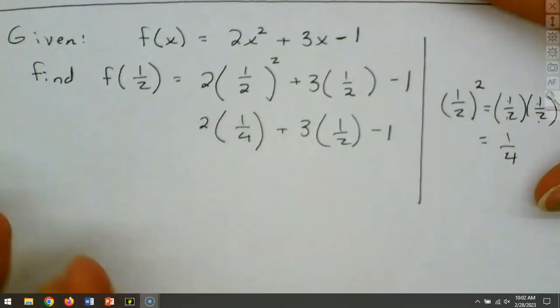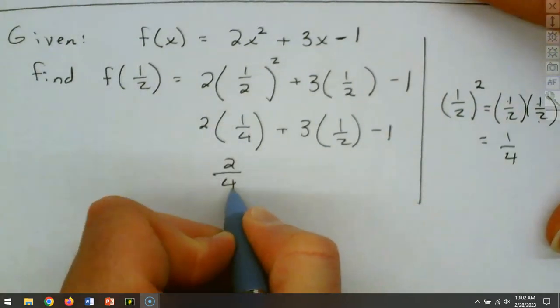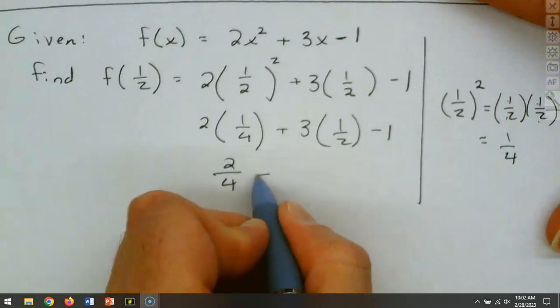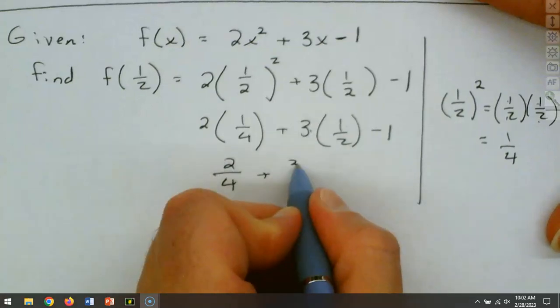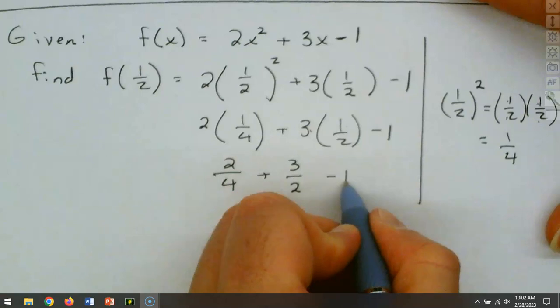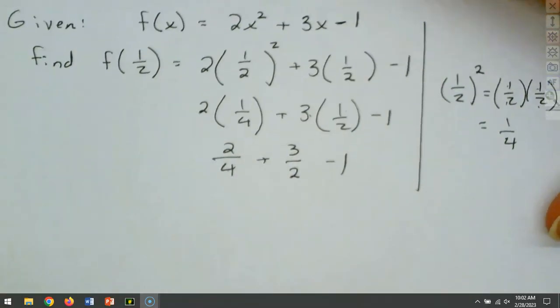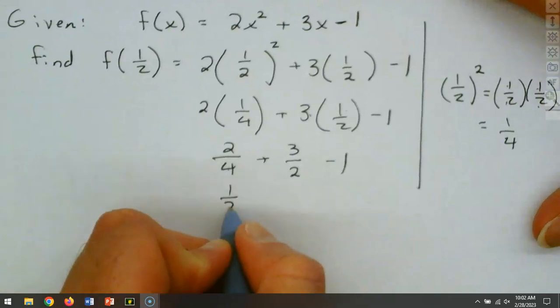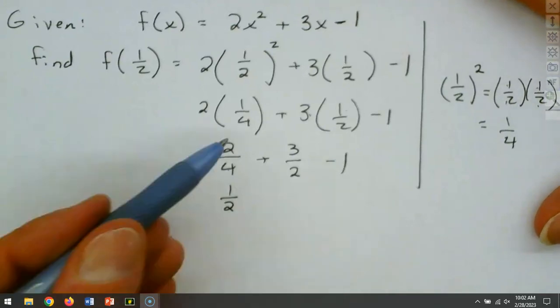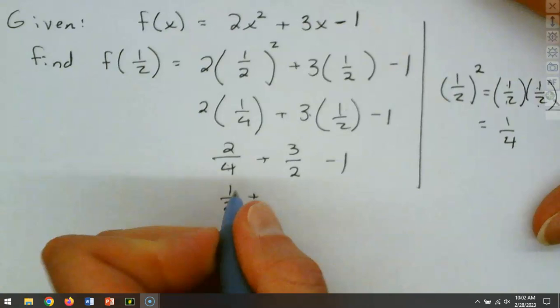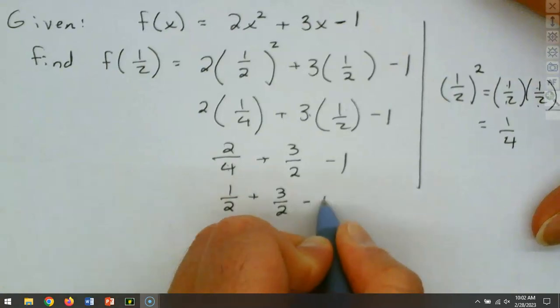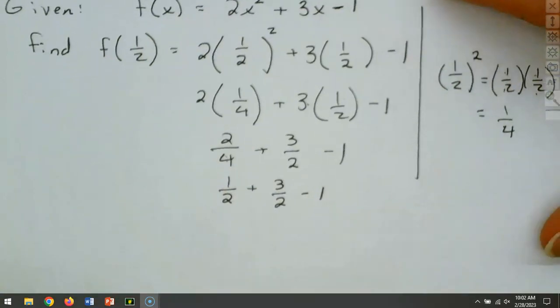So 2 times 1, that's a 2 over 4. We'll reduce it in a moment. 3 times 1, that's a 3 over 2. We've got a minus 1. Well, what about 2 over 4? 2 over 4, that's going to reduce down to be a half, right? Because that's what 2 over 4 reduces down to. And then we've got 3 halves, and then we have a minus 1.